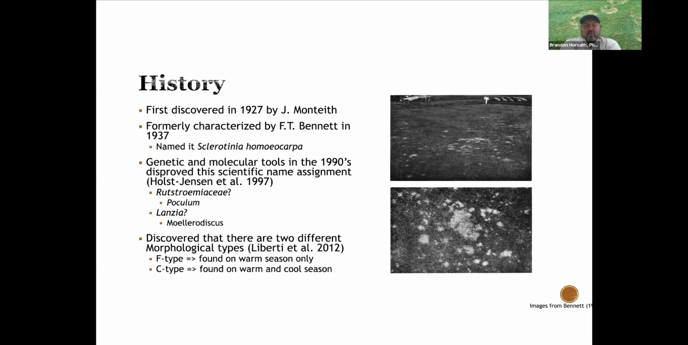And then in 2012, there was some work by Liberty who showed that there were kind of two types that he identified, and they found this F type was only found on warm season turf, and this C type, is what he called it, was found on both warm and cool season. And there seemed to be these two different types, and that they had slightly different morphologies, but they looked very similar under the microscope and all of those kinds of things. And so it was the first bit of evidence that maybe there was something going on with warm season versus cool season, and so on and so forth.